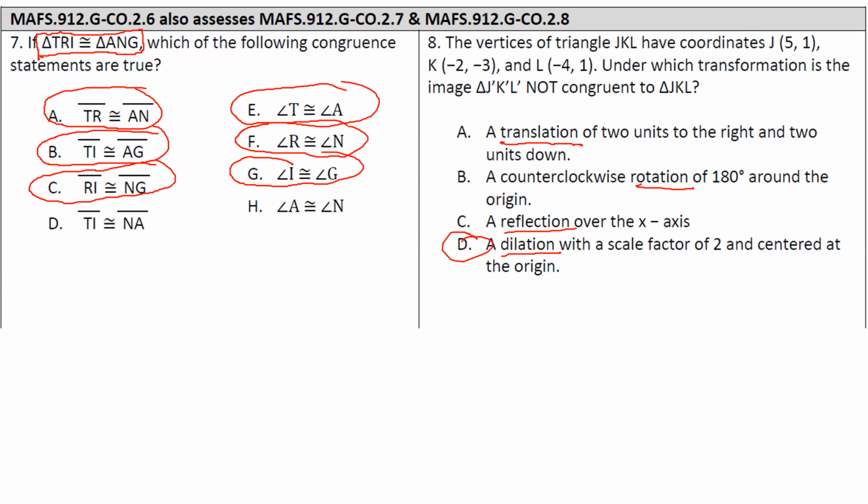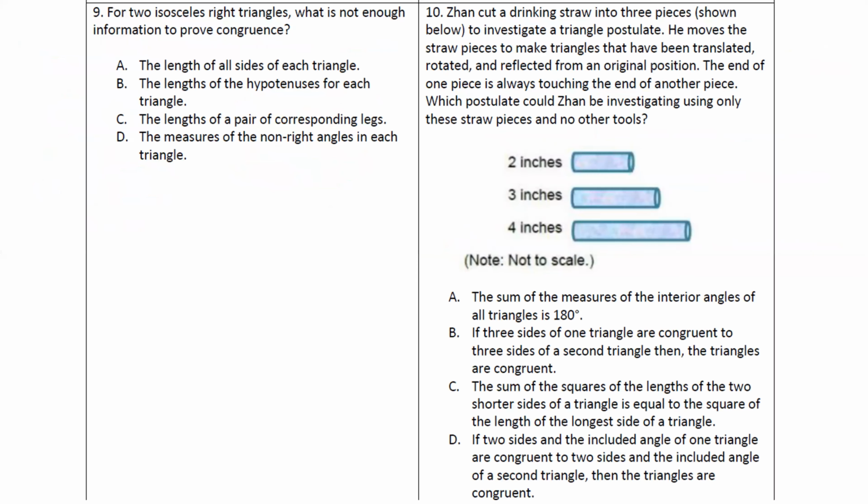The rest of those are called congruency transformations or rigid motion, meaning the first image and the final image have to be the same. So D is the only one that's not. D is what we call a similarity transformation. All right, 9 and 10.